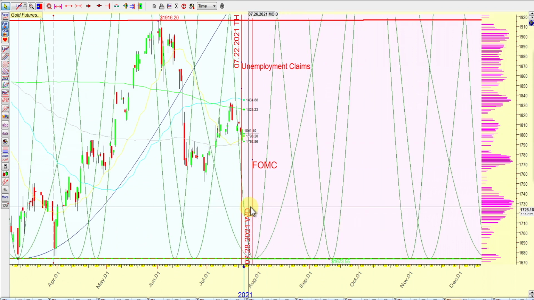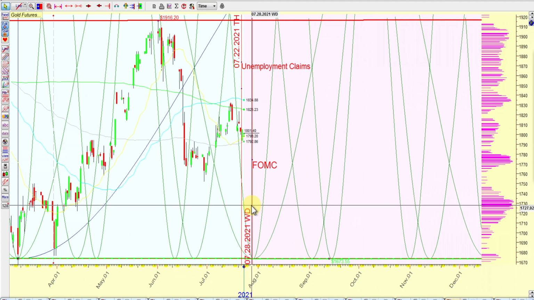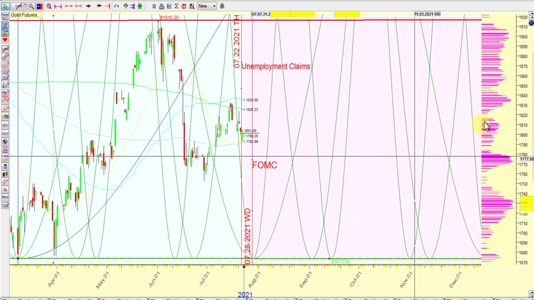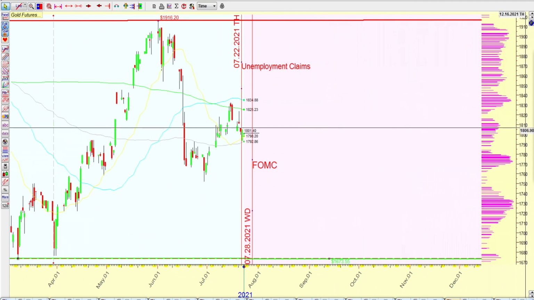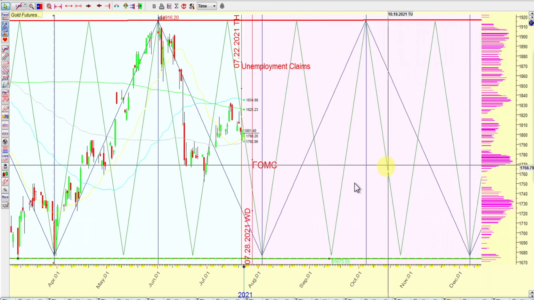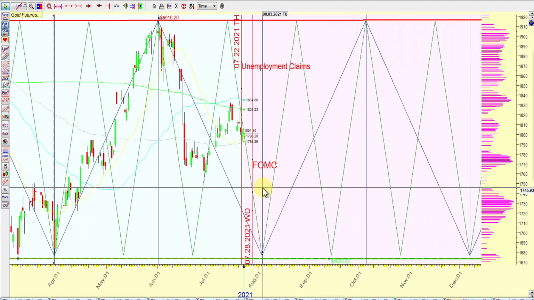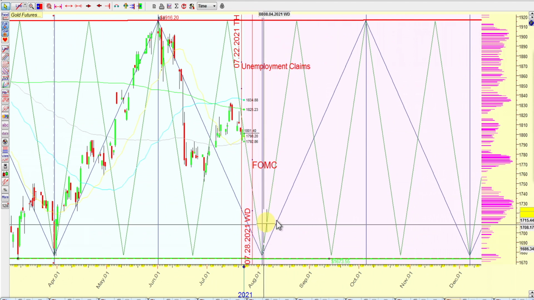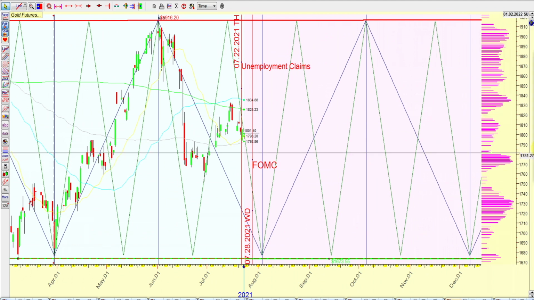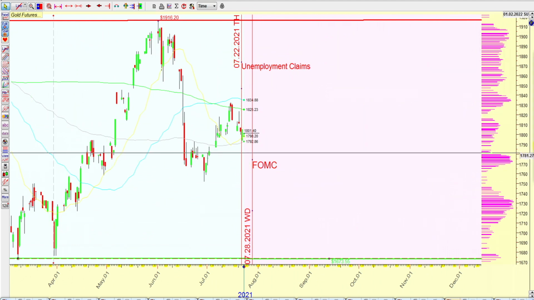The harmonics, you can see that everything is lining up right here as a cluster for the FOMC. And it pushes a little bit over here to the first week of August 3rd. Everything here with harmonics is from different points, different pivot points.